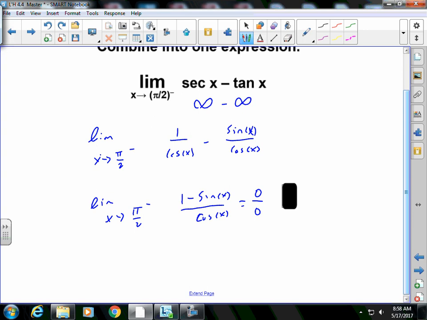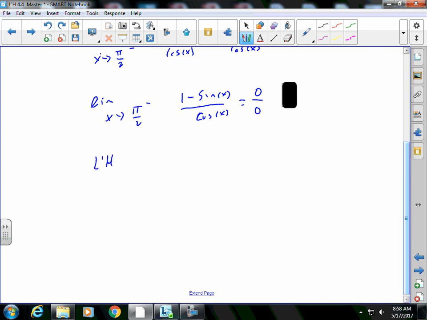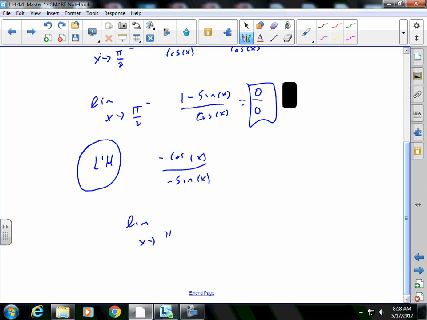I don't like that, so I'm going to apply L'Hopital's. And again, as I keep showing you, I justify the use of L'Hopital's. I'm saying I'm using L'Hopital's. I take the derivative of 1 is 0, derivative of minus sine of x is minus cosine of x. Derivative of cosine of x is minus sine of x. So I'm looking at the limit as x approaches pi over 2 from the left of cosine of x over sine of x, and I get 0 over 1, which is 0. And that's my answer. This does have a limit.